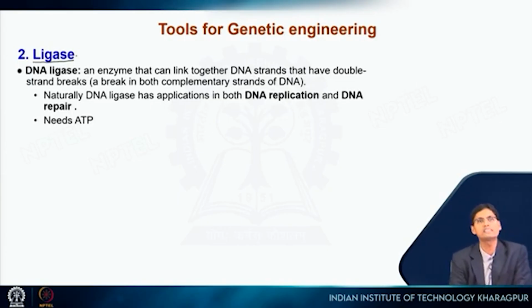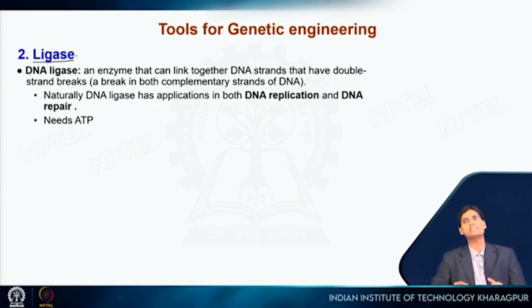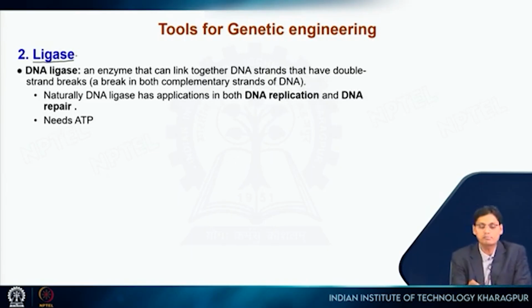DNA ligase is an enzyme that can link together DNA strands that have a double-stranded break. That means a break in both complementary strands of DNA. For example, in the previous slide I explained how restriction enzyme breaks the phosphodiester bond in DNA. You notice that restriction enzymes break one phosphodiester bond in each strand, so in total two phosphodiester bonds. As a result, this double-stranded break can be ligated again by this enzyme, ligase. And that's why this enzyme is called ligase.